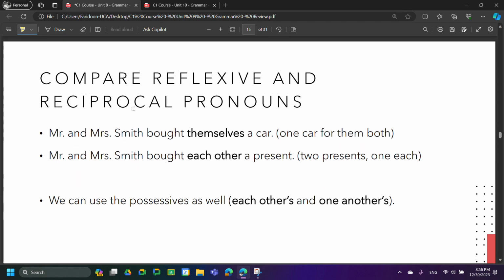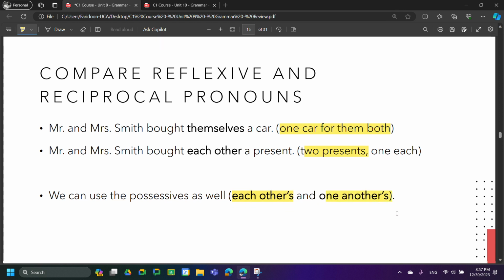So now if you compare reflexive and reciprocal pronouns to each other, you can see that the meanings are also different. Mr. and Mrs. Smith bought themselves a car. It means that they bought one car, but for them both. But when you say Mr. and Mrs. Smith bought each other a present, it means that they bought two presents, one for each of them. And we can use the possessives as well. For example, you can use each other's and one another's if you like.